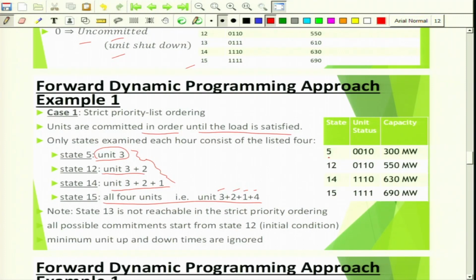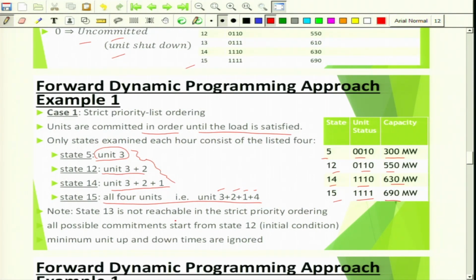Now what do you mean by state 5? State 5 means 0 0 1 0, the maximum capacity is 300 megawatt. State 12 is 0 1 1 0 and you have 550 megawatt. State 14 means 1 1 1 0, 630 megawatt. State 15 means all 4 are on, which is 690 megawatt.